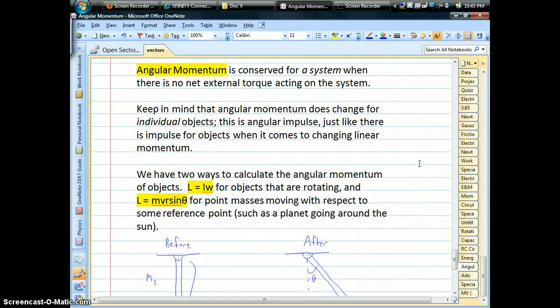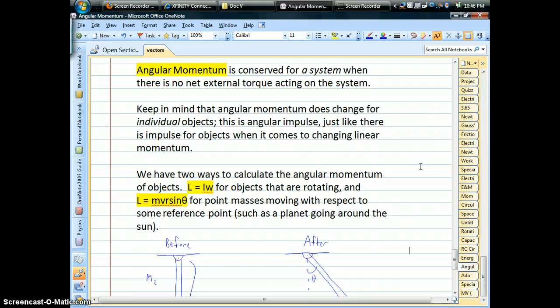Okay, and we are here, and I'm going to talk about some angular momentum conservation. This is going to be something that's similar to a ballistic pendulum that we had for linear momentum. A couple of reminders about angular momentum and conservation laws in general. We're talking about conservation for a system.